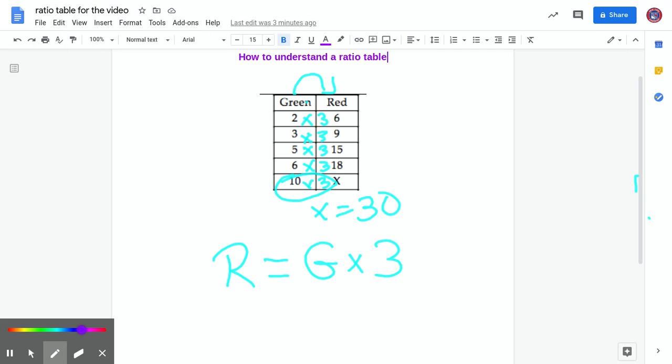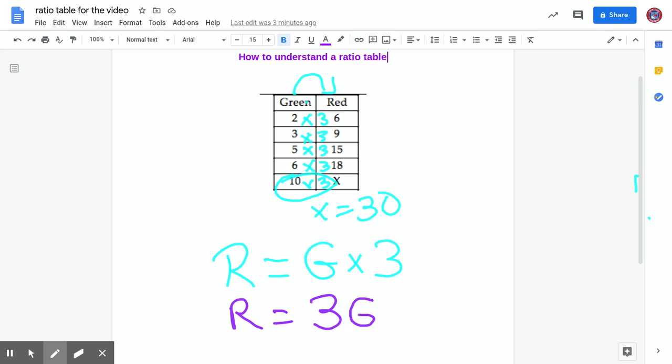So algebraically, we say that R equals 3G. We're not talking about your wireless network. 3G. So that means anything for green, I multiply by 3 to find R. Okay, so that's one way we could look at our factor of change. So I'll say here it's times 3, my factor of change.